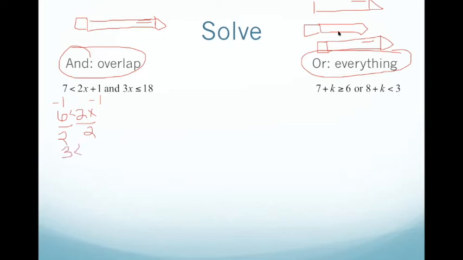3 is less than x. Then we go and solve our second inequality here. I don't have anything to subtract, I'm just going to divide by 3. So we get that x is, again, that was a positive 3, so I don't switch my inequality sign, less than or equal to 6.